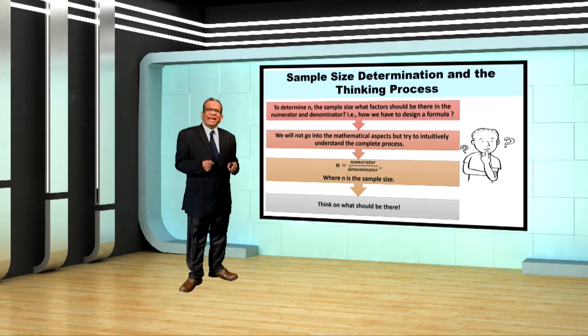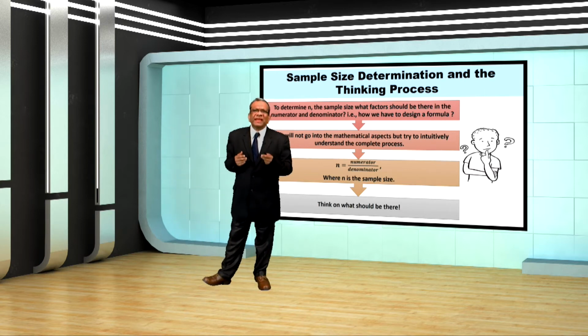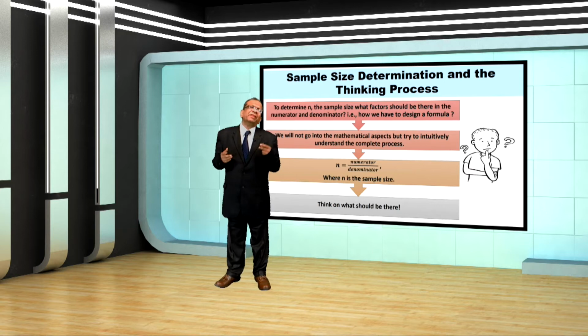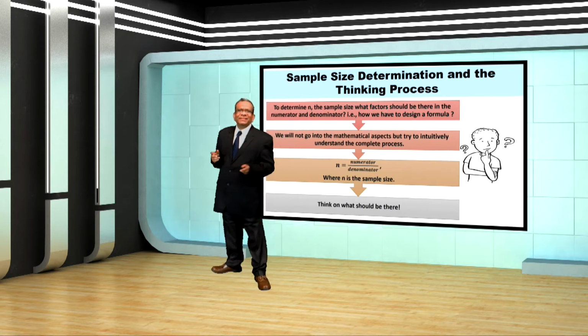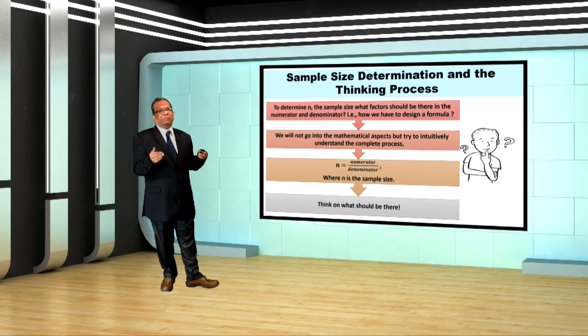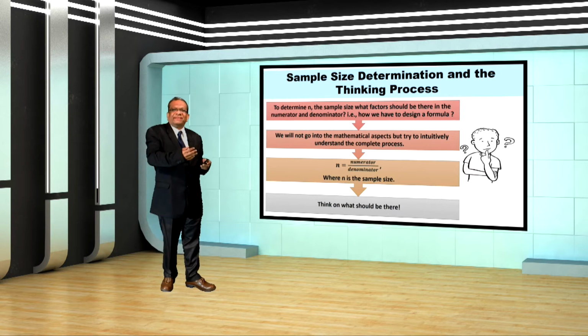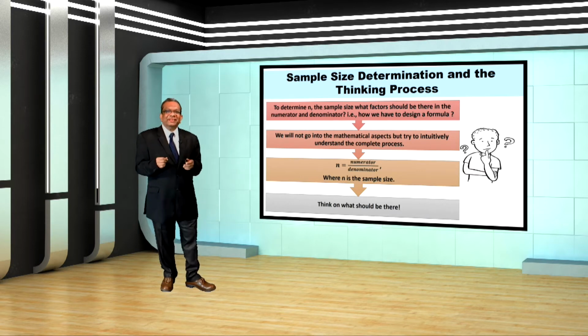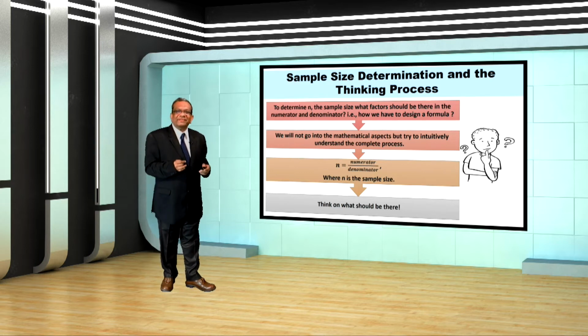Now, let us start thinking about sample size determination, and let us think how I have to determine it. To determine n, the sample size, what factors should be there in the numerator and what are to be there in the denominator? How do we design the formula? We are going to design our own formula. We will not go into the mathematical aspect, but try to intuitively understand the complete process. Therefore, n is equal to numerator over denominator, where n is the sample size.